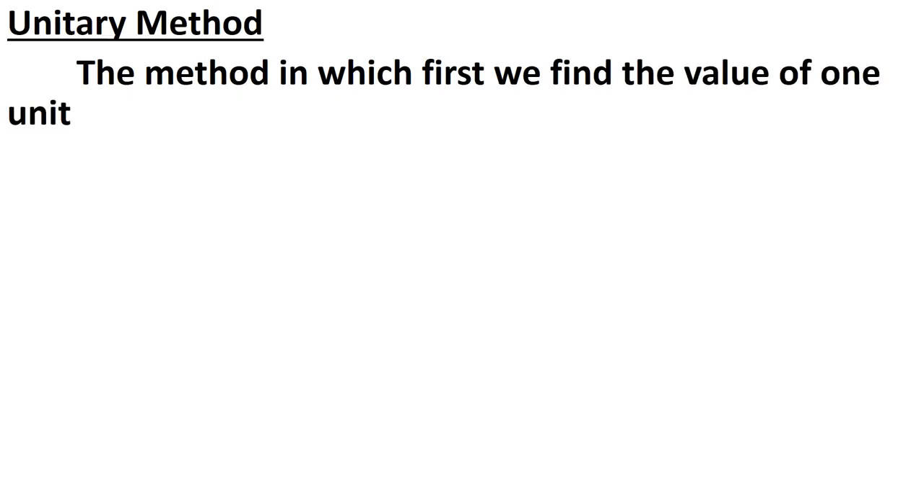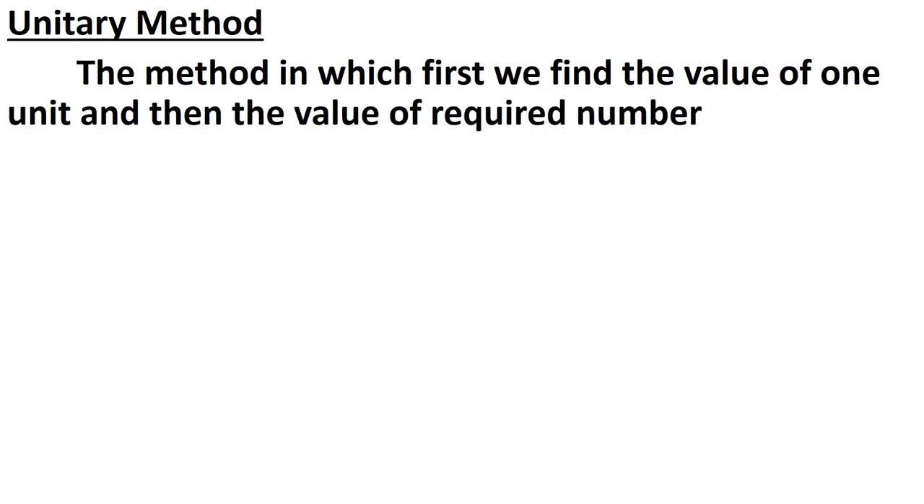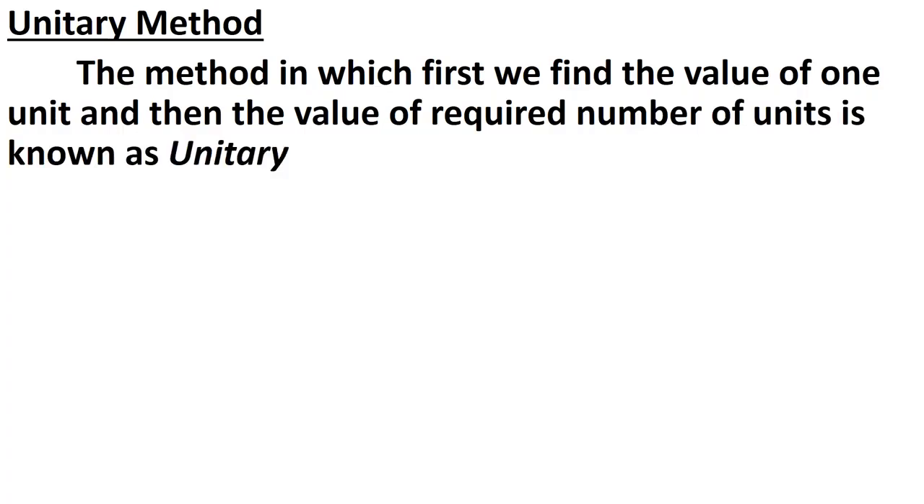Now our next topic is the unitary method. This method you have done in your previous classes also. The method in which first we find the value of 1 unit and then the value of the required number of units is known as the unitary method. First of all, we find the value of 1 unit and then whatever is asked. See it with the help of an example.